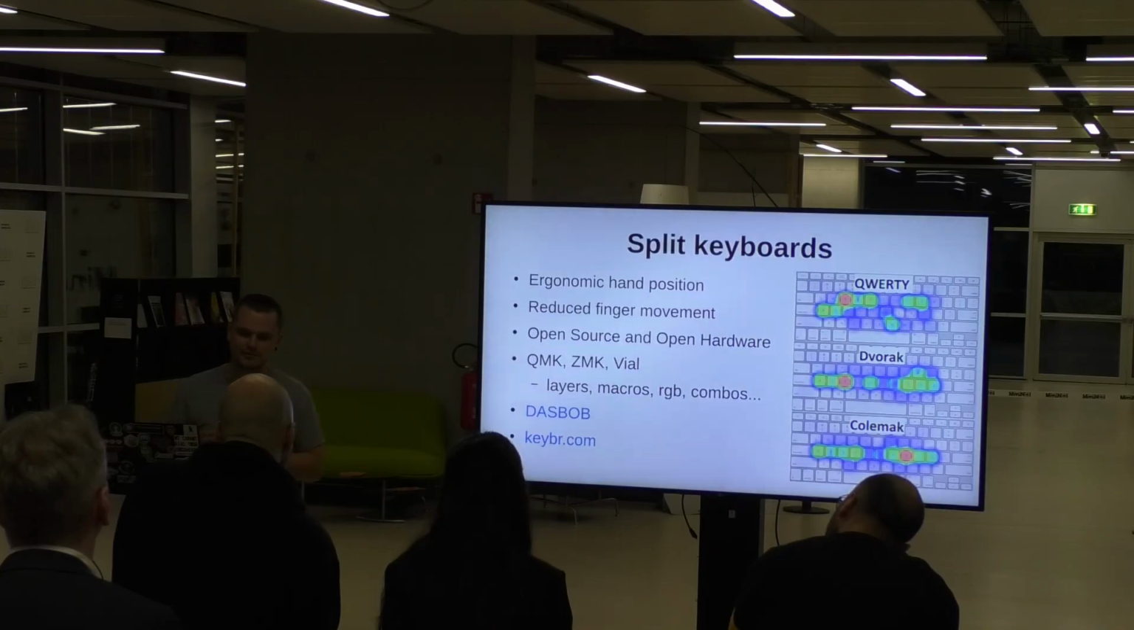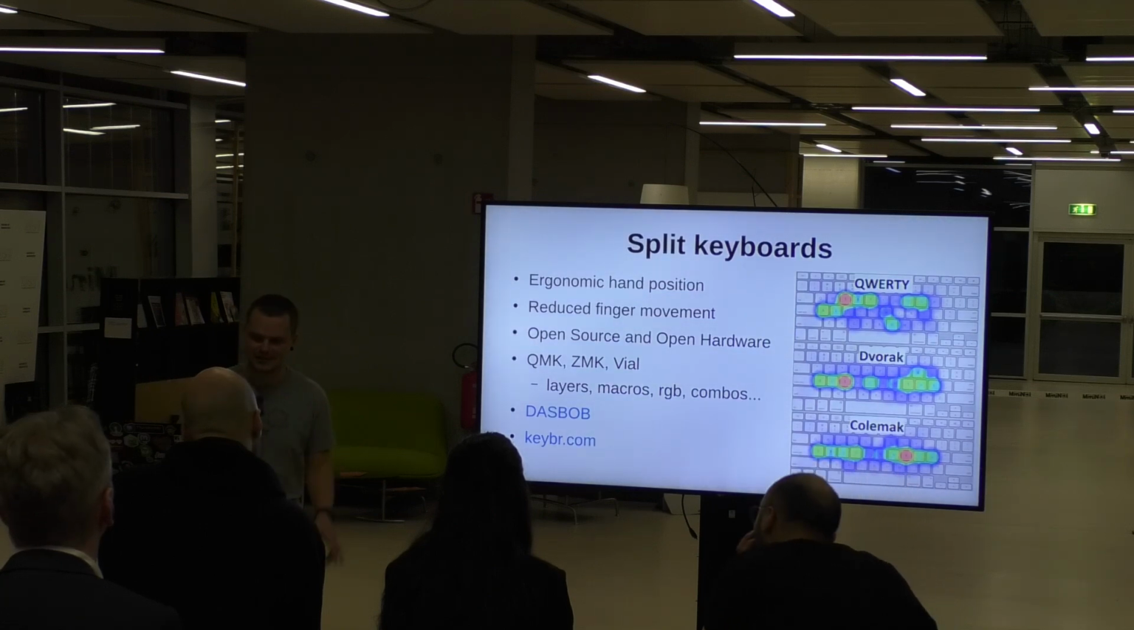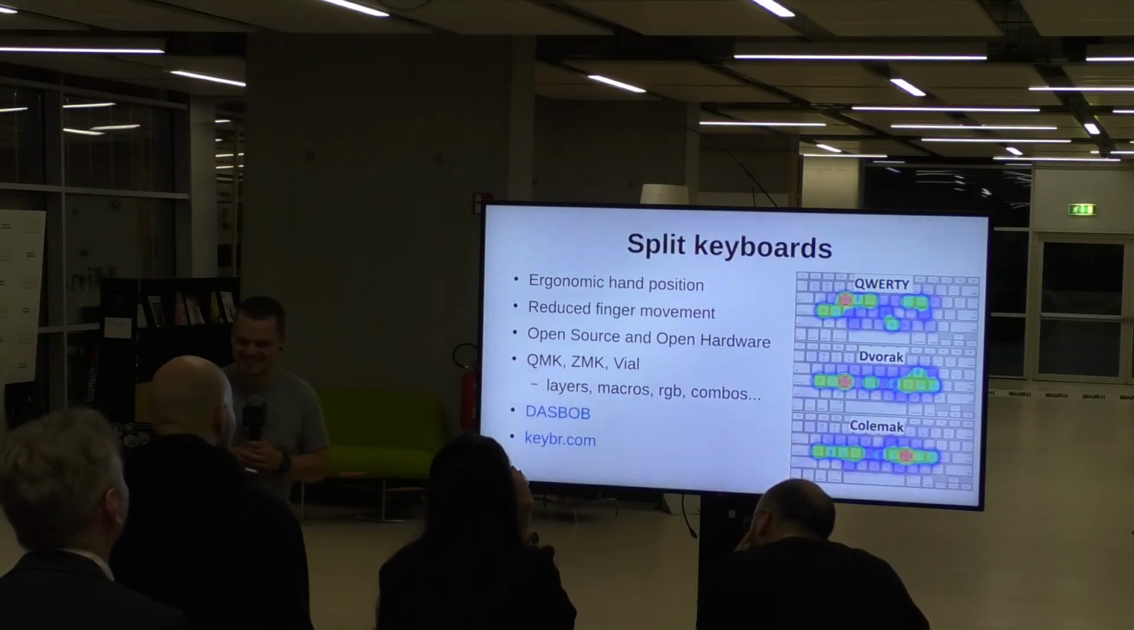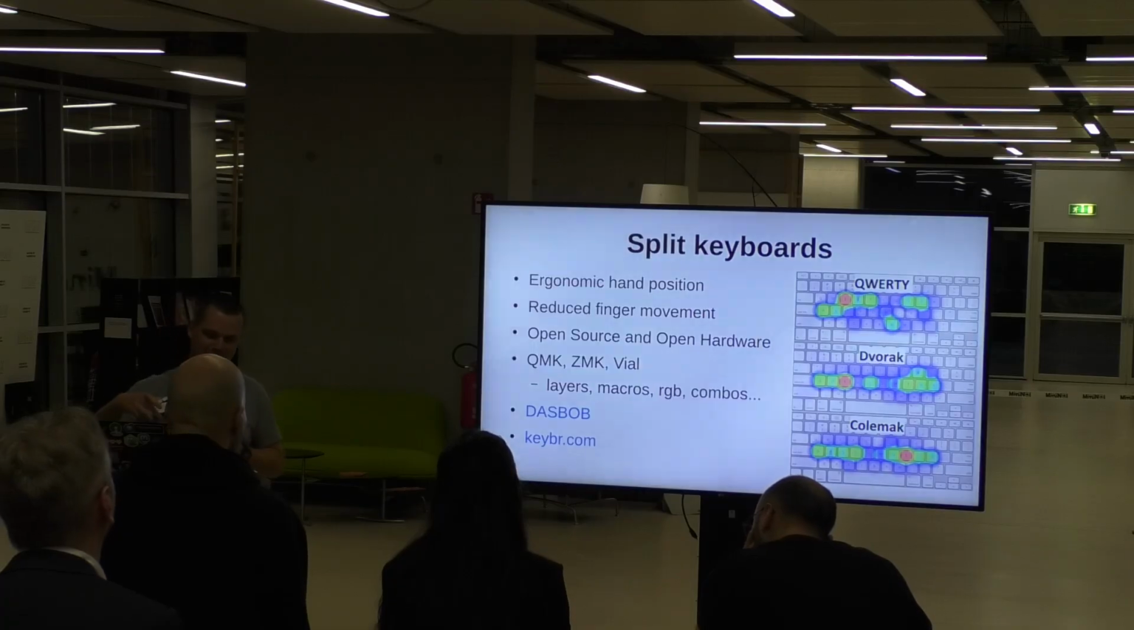And yeah, they allow to have different layers, macros. Also, this one has RGB. I didn't want it, but they send it anyway. And also combinations of keys, because if you have so few keys, you really have to get creative on how to get all the keys. And this one here I'm using is called DasPop. So this is the GitHub repository.